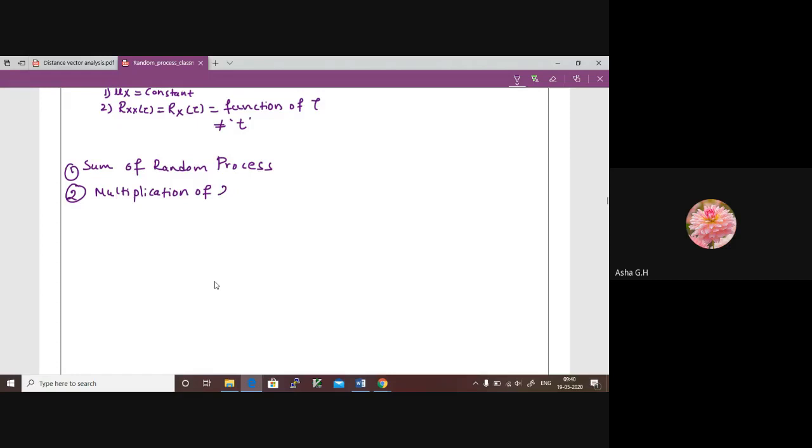Multiplication of two random processes. And we will see the associated autocorrelation function. Okay, and also we will look at the mean and various aspects of the resultant random process here.